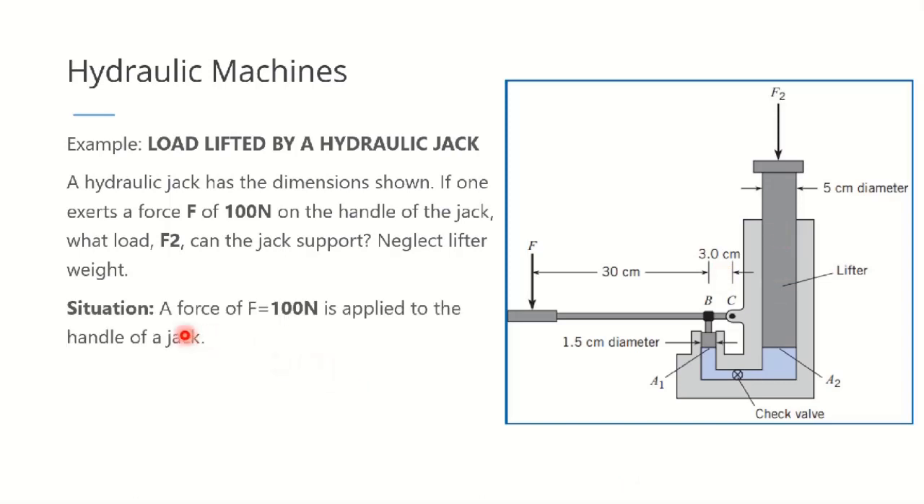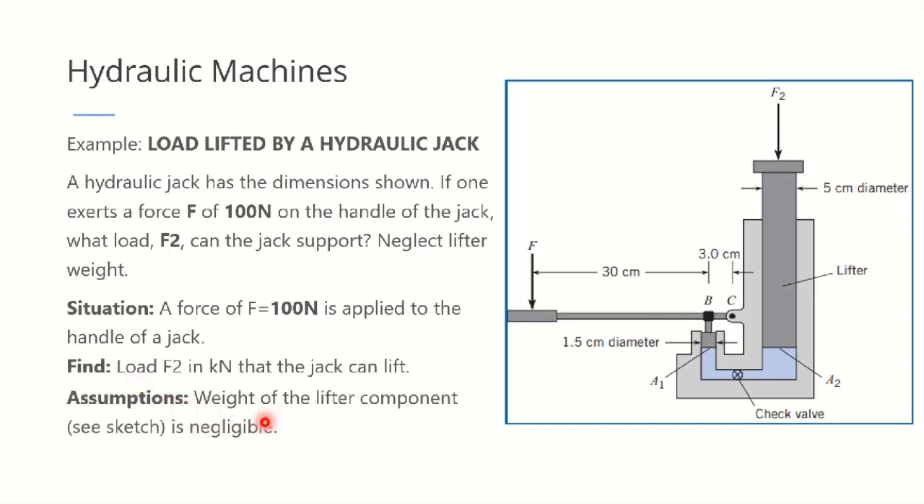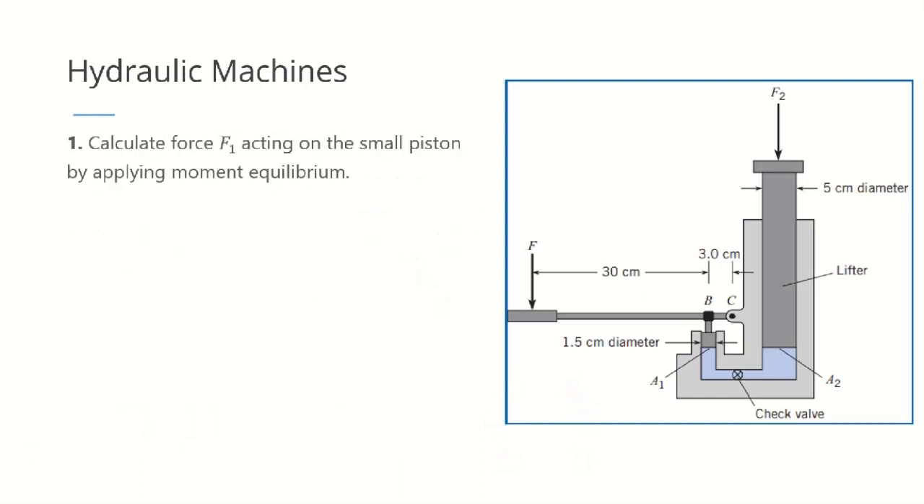Okay, so there's a force F, 100 Newton, applied to the handle of jack dito sa dulo. Now we are tasked to find load F2 in kilonewton that the jack can lift. And we assume lifter component is negligible. Okay, so what principle can we use? First, we can calculate the force F1 acting on the small piston. So dito mayroon siyang force by applying moment equilibrium. So mamaya isolve natin.